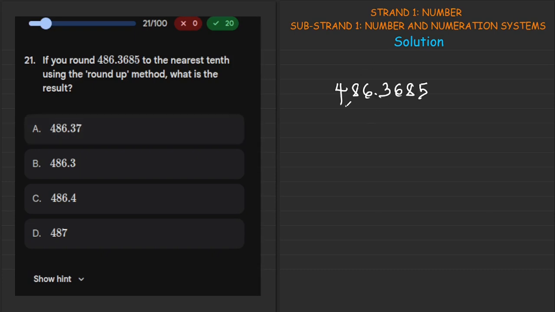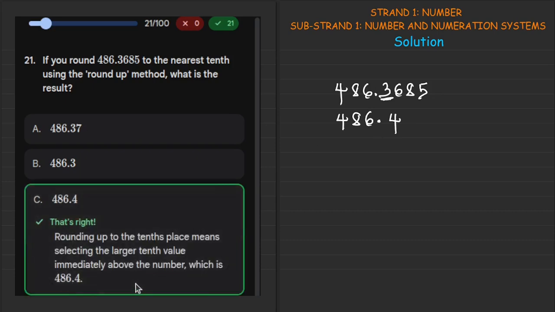So for what we have over here, it says we are rounding to the nearest tenth. Tenth is the first digit we have here. That is for the decimal system. This is the tenth. And we are actually rounding up. So when it comes to rounding up, irrespective of the digits you have after it, you are always going to add 1 to it. So it simply means we have 486 points. Instead of 3, it becomes what? A 4. As simple as that. So that is D.